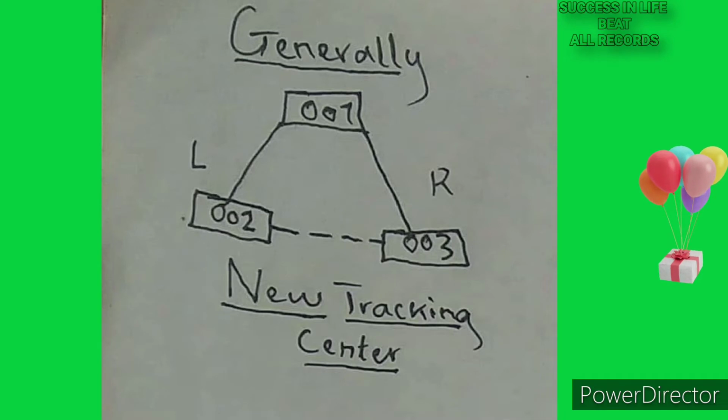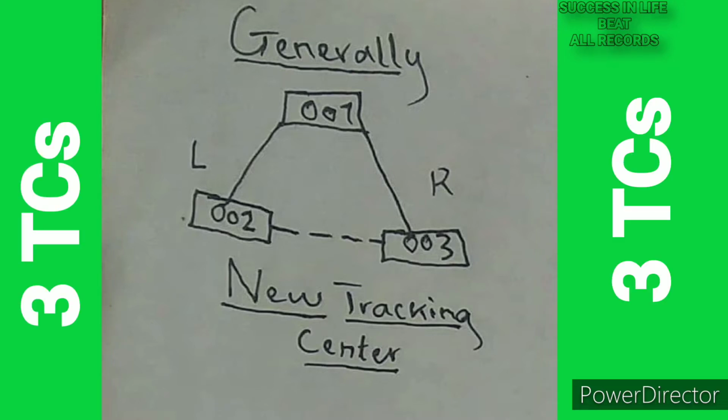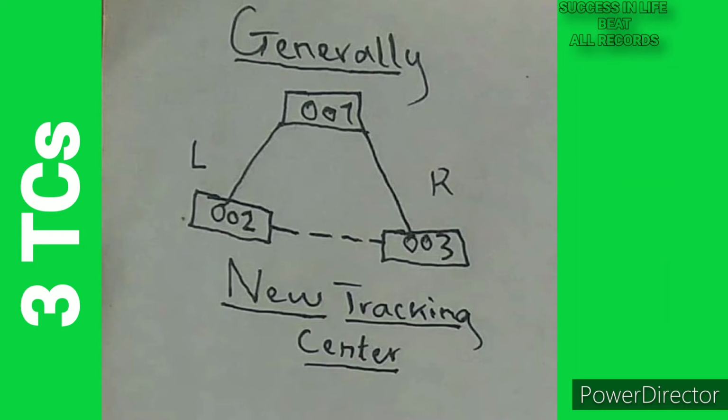Now, first thing to note, generally when somebody signs up, that's by giving his money for a particular product, the first thing to do is to create his tracking center. And each tracking center created has three sub tracking centers in it. Like you've seen on this diagram, you've seen tracking center 001, tracking center 002, and tracking center 003. That's what happens with a new tracking center.